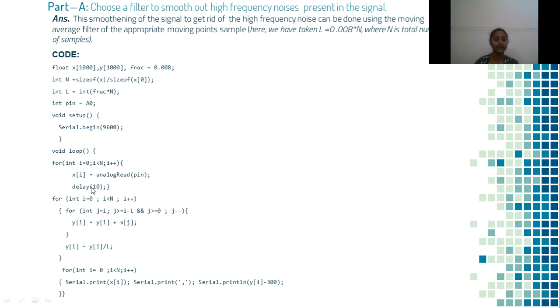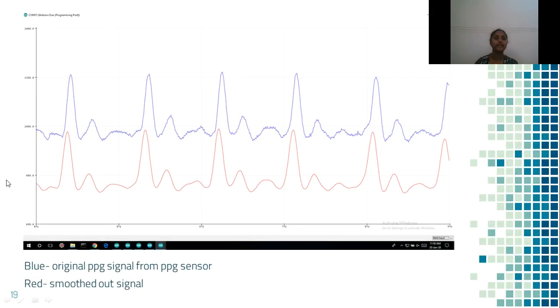And after getting this data, we have to do the averaging thing. So first of all, we'll write a for loop for y and another for loop for x, and we'll be adding them and then dividing by L, which gives the averaging operation, and we serially print x and y. This is the x signal, the original PPG signal from the sensor, and this is the smoothed out signal. As you can see the difference, the high frequency noises have been reduced.